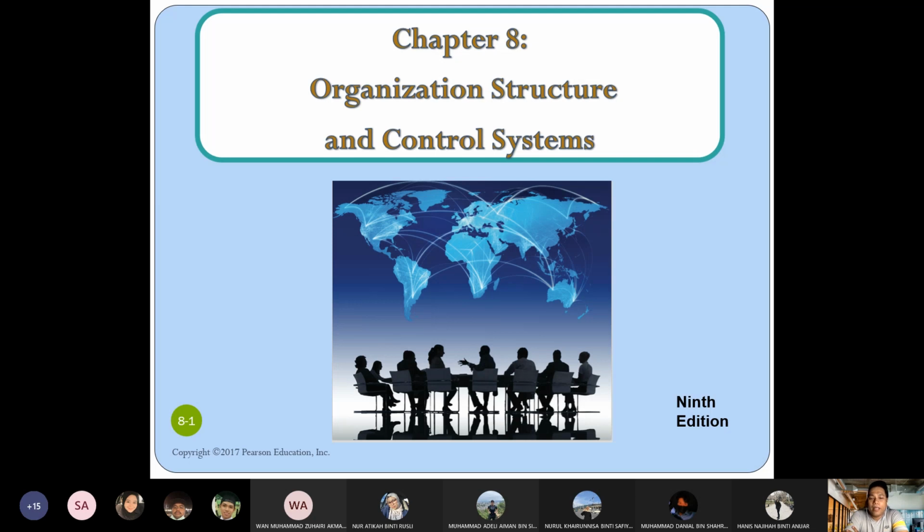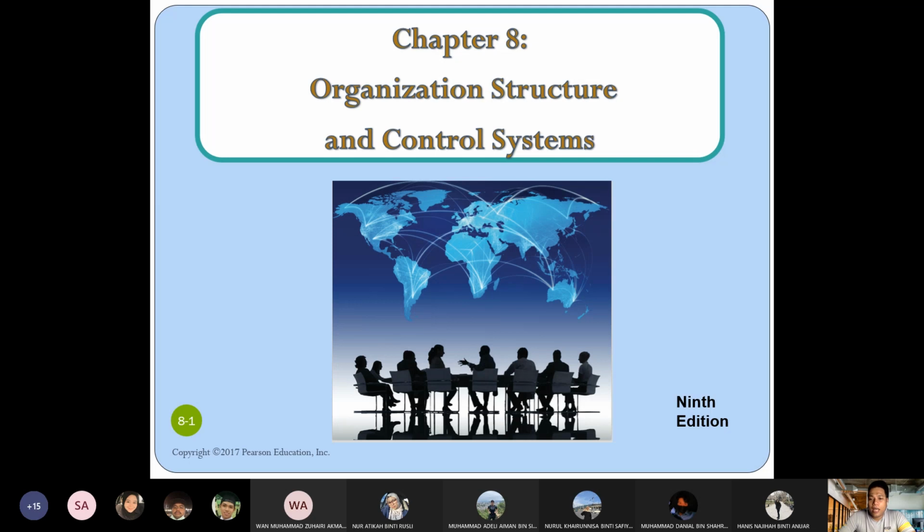Today I would like to share with you the next chapter, chapter 8. The title of this chapter is organization structure and control system. I believe you already learned a little bit about organizational structure during the principles of management subject, either from the foundation level or from the diploma in business level.